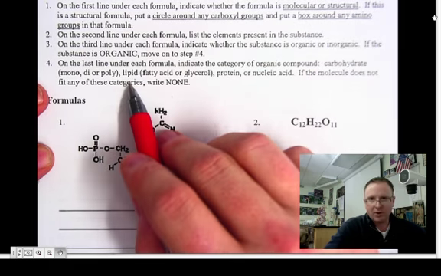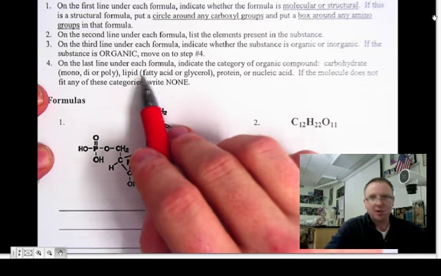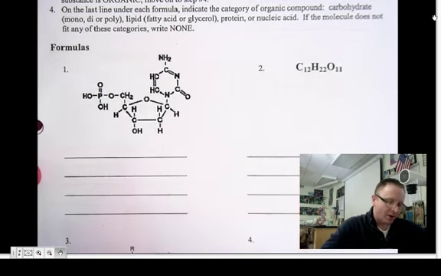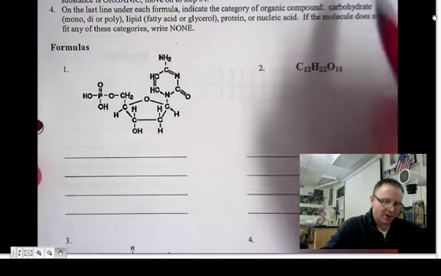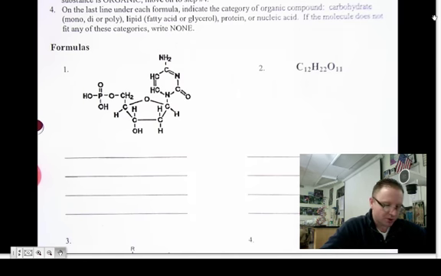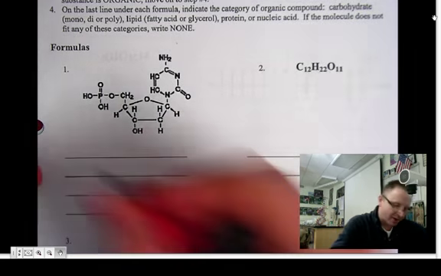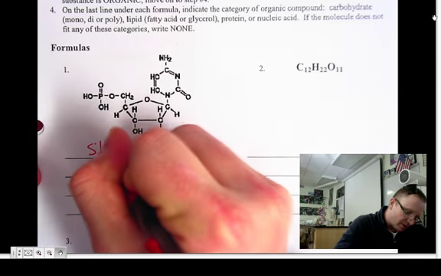Or if it were a lipid, is it a fatty acid? If so, is it saturated or unsaturated? Okay, so let's go ahead and go through this. For number one, the first thing we're going to do is identify whether it's molecular or structural. And when I look at this, this shows the arrangement of the atoms that are present here. So I'm going to call this a structural formula.